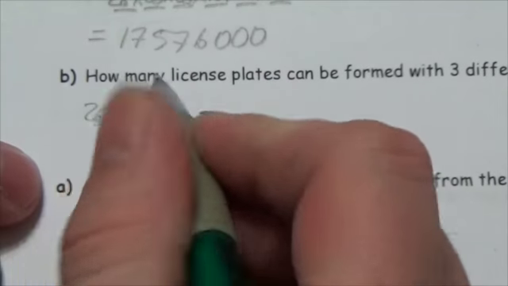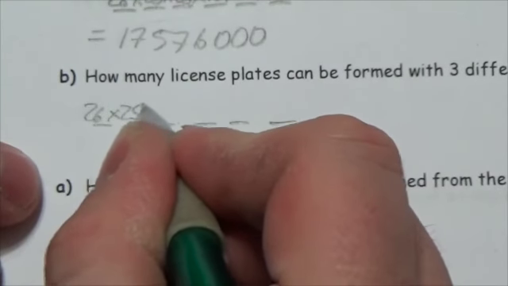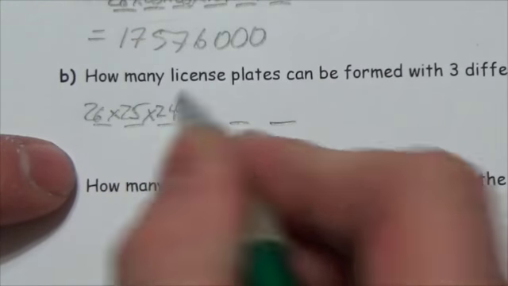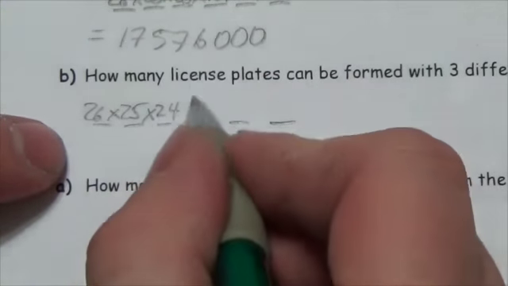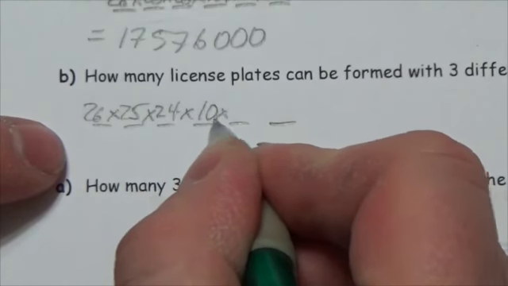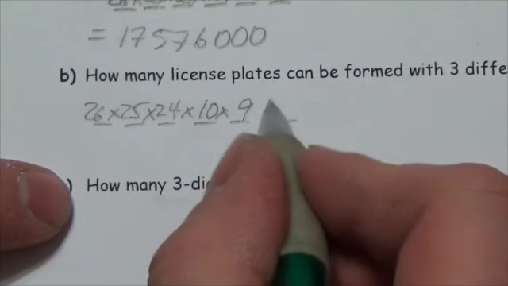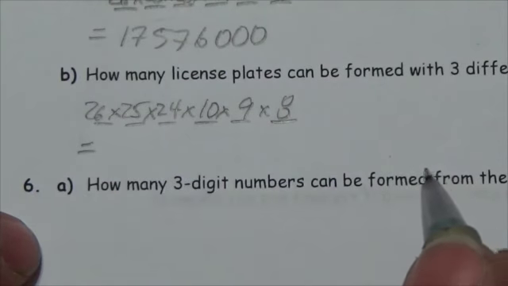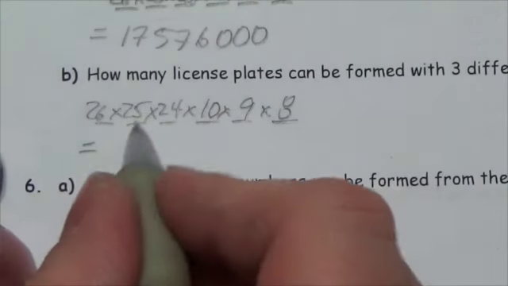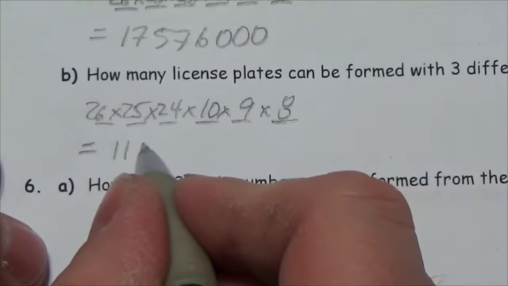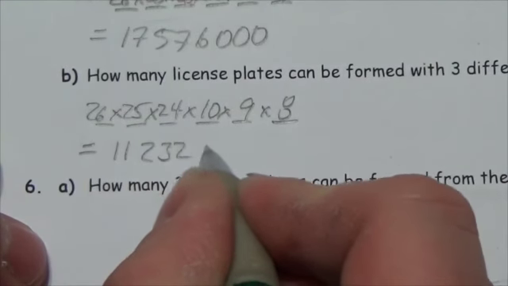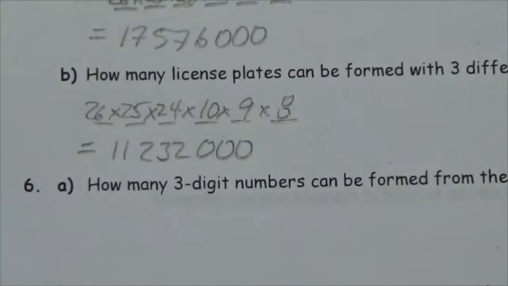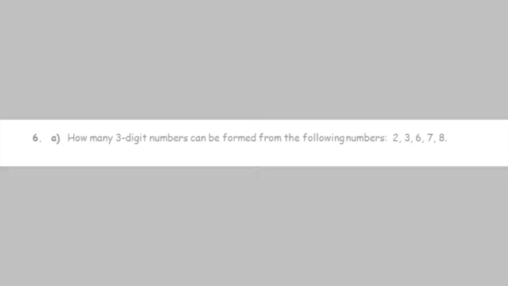I've got 26 options for the first one, and then my number of options decreases by 1 and then decreases by 1 again. So 26, 25, 24. I've got 10 different digits to choose from, and then it decreases by 1 and then decreases by 1. Okay? And altogether, when you multiply that all out, you still get this crazy big number, 11,232,000. It always impresses me how quickly these things grow.